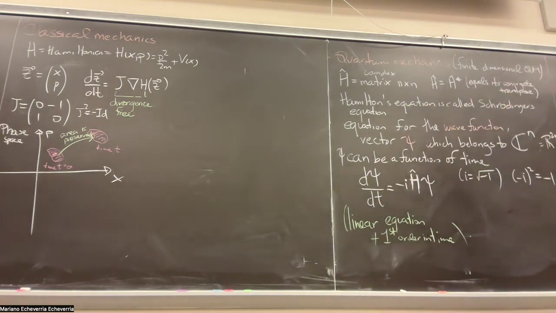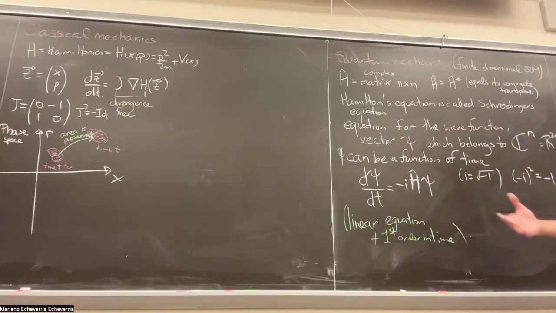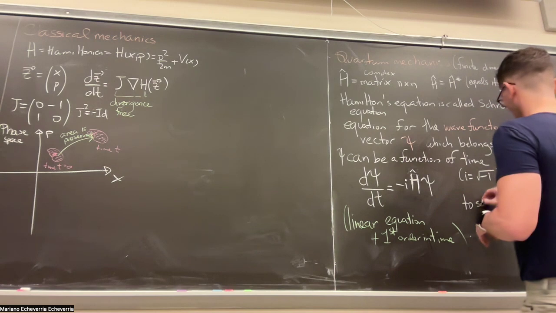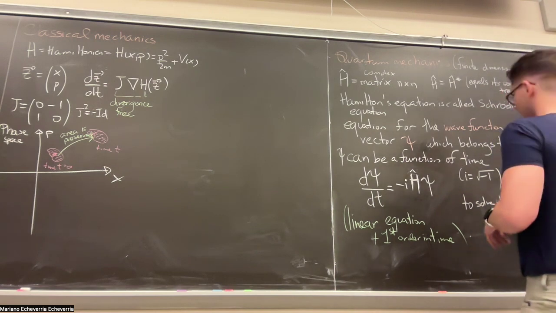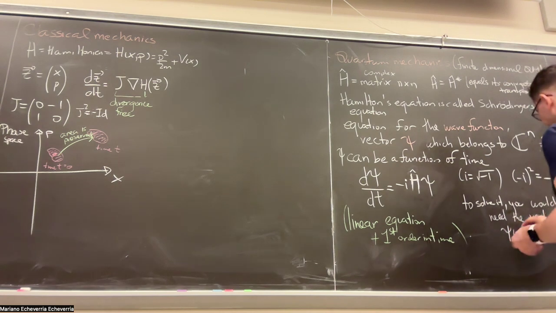So if you were to think about it just as an ODE class, to solve this, you need to know the initial vector, right? The vector at time zero to find a solution. So you need to specify what you would call the initial wave function. So to solve it, you would need the value of the wave function at time zero. You would need the vector psi of zero. So that's just the initial condition.